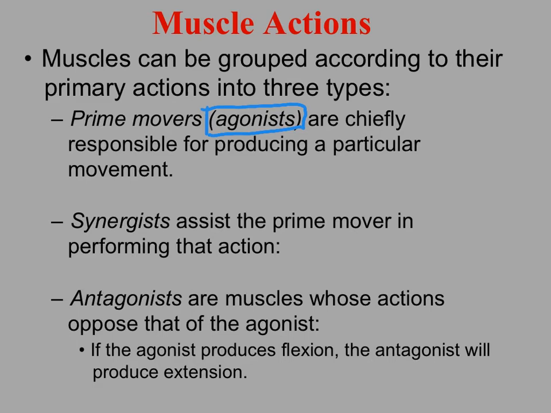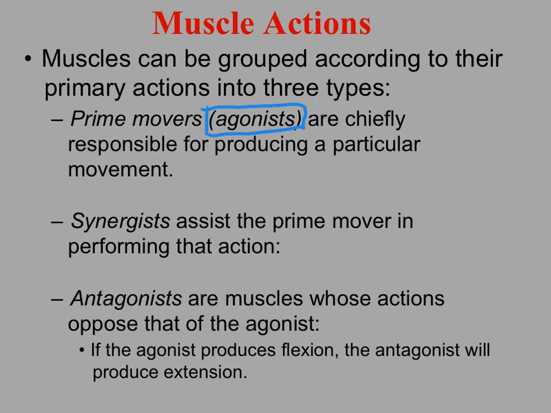So if we go back to the example of, again, laying your arm out flat, straight elbow. This is full extension at the elbow, right? If you were to flex or bend the elbow up to about 90 degrees, the main muscle responsible for that movement, flexion at the elbow, the agonist, is the biceps brachii. That's the main muscle responsible for that movement, that action, which is flexion at the forearm.